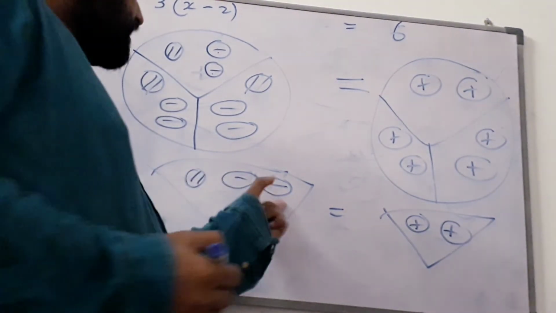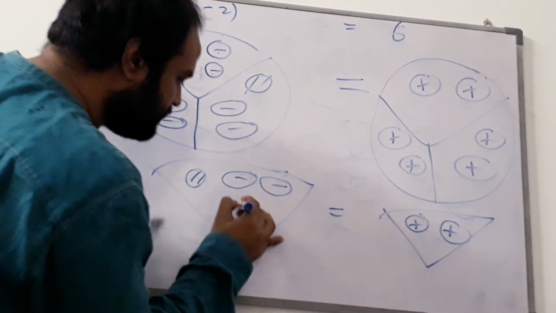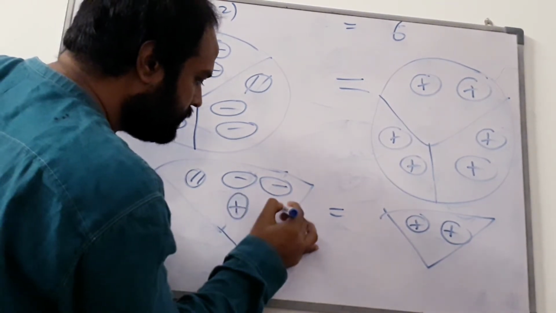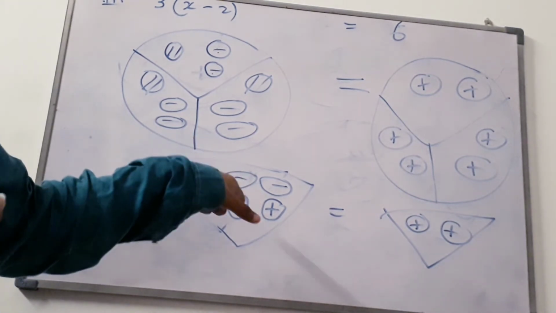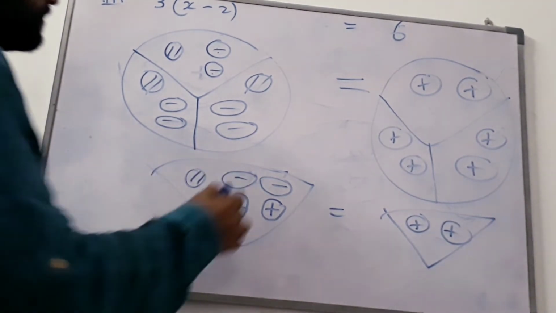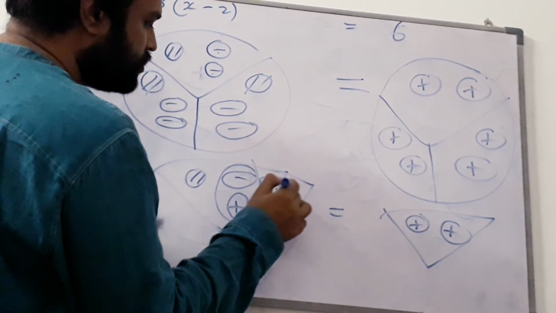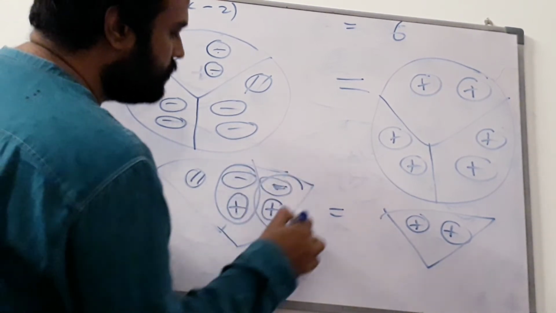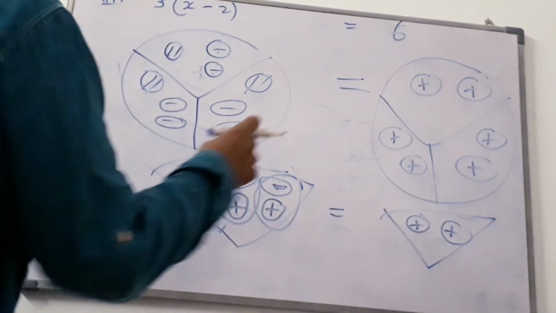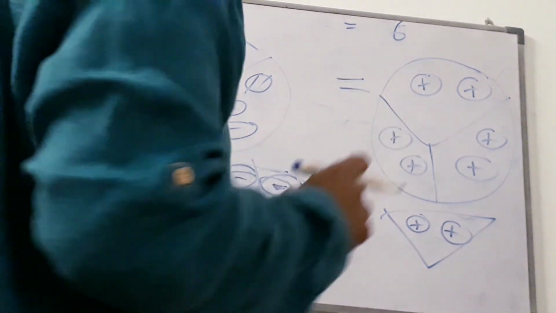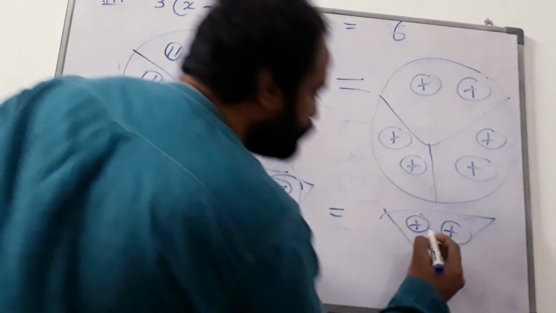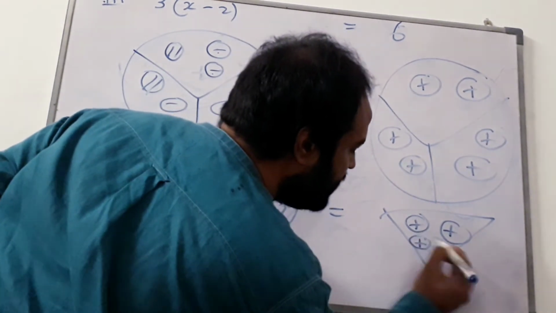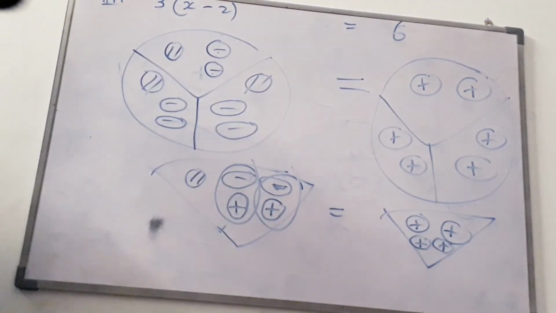Now to remove these 2 minuses, what we have to do is add pluses. To get 1 minus cancelled, we have to add a plus. So this gets cancelled. Here also to remove this minus, we have to add another plus. So this gets cancelled, this also gets cancelled. If we add 2 pluses, we have to do the same on the right hand side.